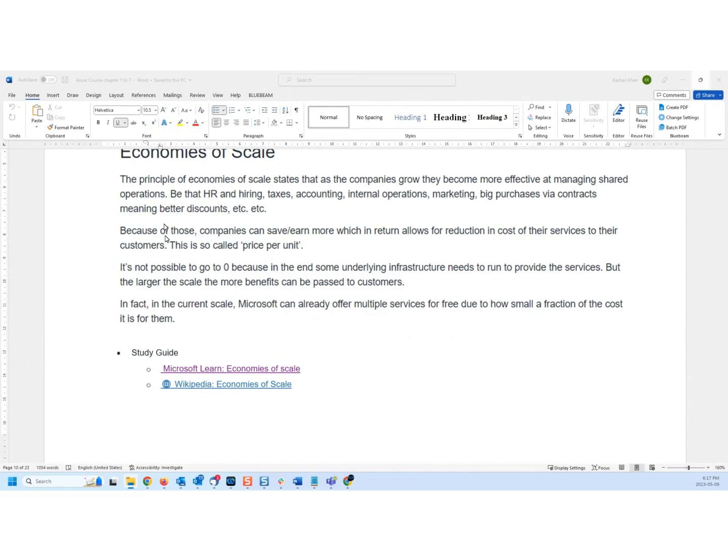Because of this, companies can save and earn more, which in return allows a reduction in the cost of their service to their customer. This is the so-called price per unit. It is not possible to go to zero, because in the end, some underlying infrastructure needs to provide the service. But the larger the scale, the more the benefit can be passed to the customer. So this is what Microsoft does. The more people who go on Microsoft Azure and buy the subscription, the more they will be able to provide you the service at a lower cost.